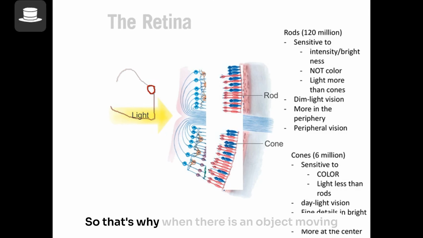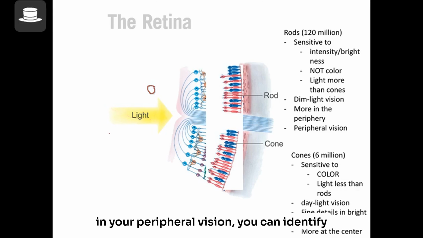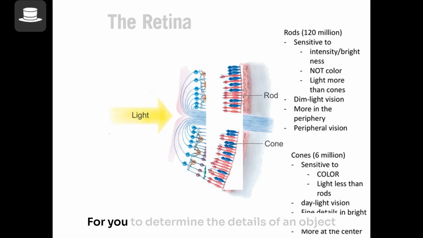So that's why when there is an object moving in your peripheral vision, you can identify that there is an object that moved, but you cannot determine the details of that. You're reading a book and somebody moves in your peripheral vision and you turn your head and say, who is that, right? You can't say who that is. You can just say that some object moved in your periphery, right? That's because there are more rods in general, but there are more rods in the periphery than at the center.